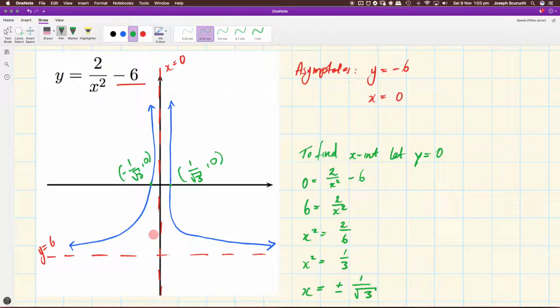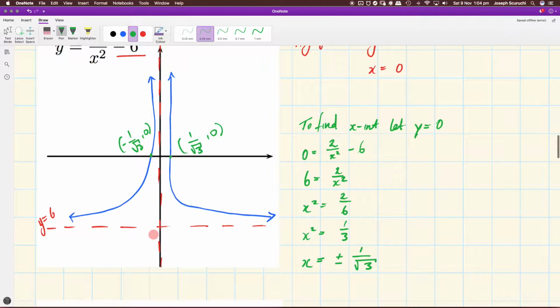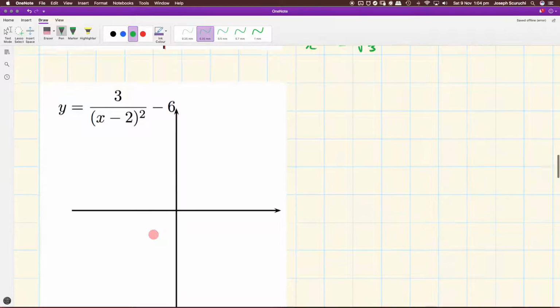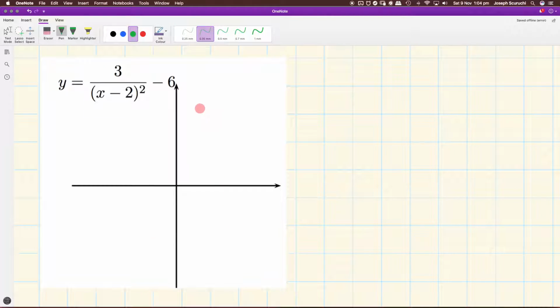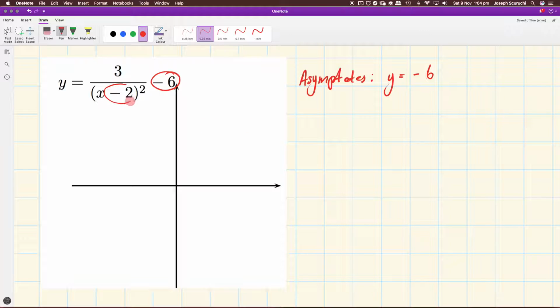Let's now move on to our next example, which will be this one. So again, just by looking at it, the first thing I would do is write down what my asymptotes are. So what are my asymptotes? Well, this tells me what my horizontal asymptote will be. It will be y equals -6. And right here, this tells me that my vertical asymptote has changed. It will now be x equals 2.